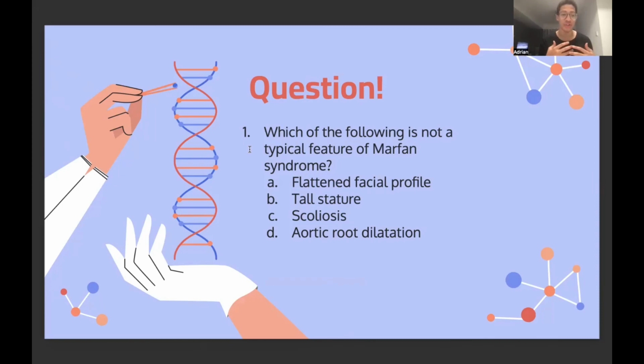Scoliosis is caused when ligaments in the spine are so loose they cannot firmly hold the vertebrae in place. Rapid growth in a child with Marfan syndrome can also increase the probability of scoliosis. So that rules out C. The answer here would be A, flattened facial profile. We often associate a flattened facial profile with Down syndrome.